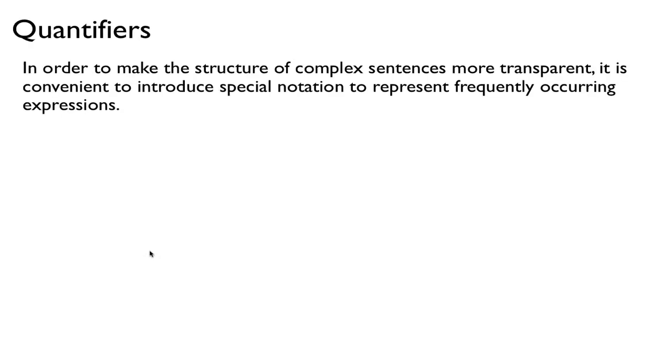One way to do this is to add something called quantifiers. In order to make the structure of our sentences more transparent, we want to introduce some notation that we use frequently, and then we'll formalize them a little bit later.